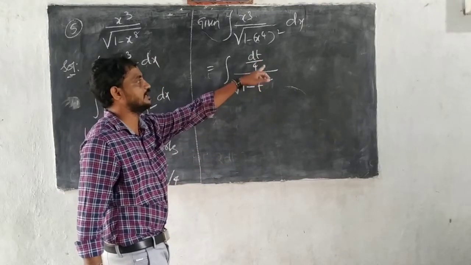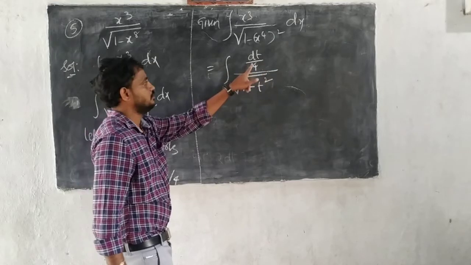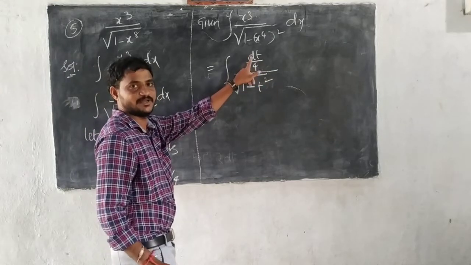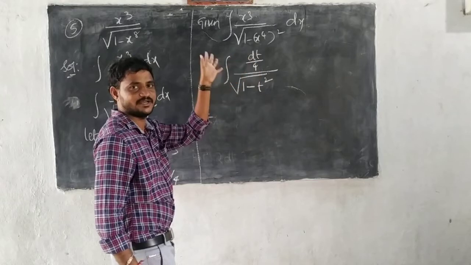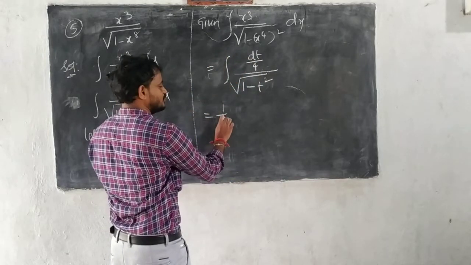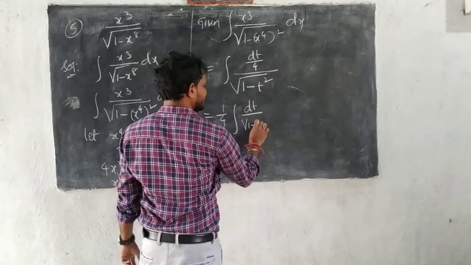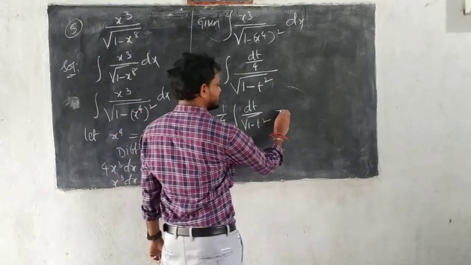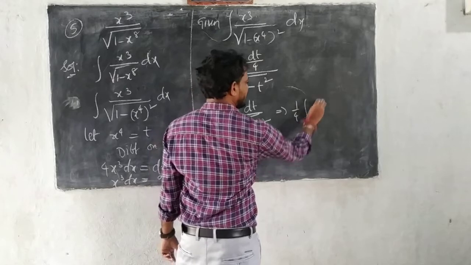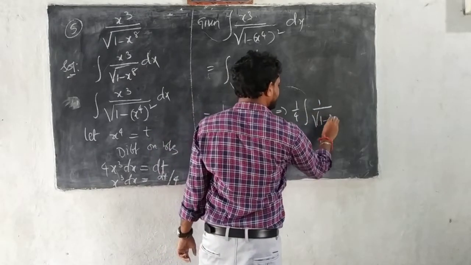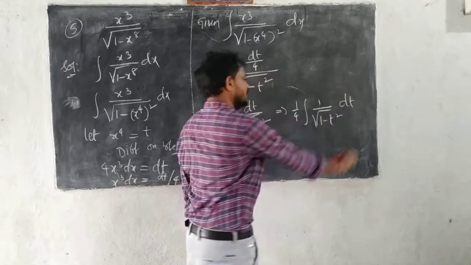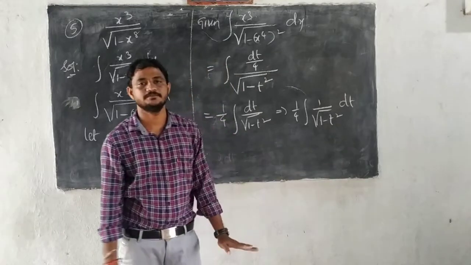Now here dt by 4 is there. How can we write this? Here 1 by 4 is in the numerator, so it is a constant, so we can write it outside. So write that 1 by 4 outside, then the integral. What will you get? dt by under root of 1 minus t square. That is nothing but 1 by 4 integral 1 by under root of 1 minus t square into dt, which is a standard form.